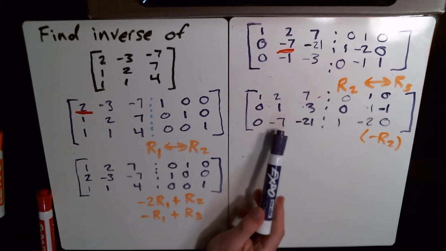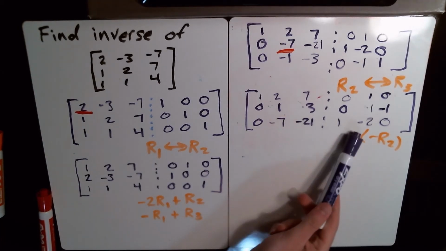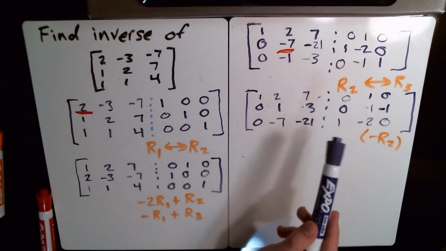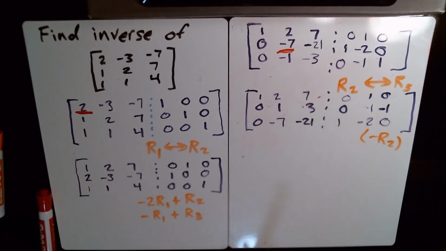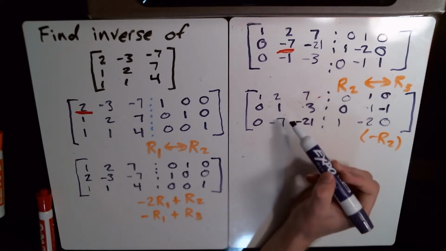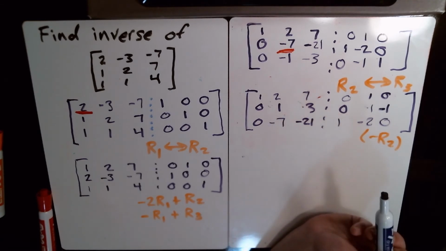Equivalently, you could have divided this row by -7. You could have left it there and then divided it all by -7 to get a 1. And that would be fine as well. I just don't like dealing with fractions. So, okay. So there we go. So now I just want to get rid of the thing below the 1.